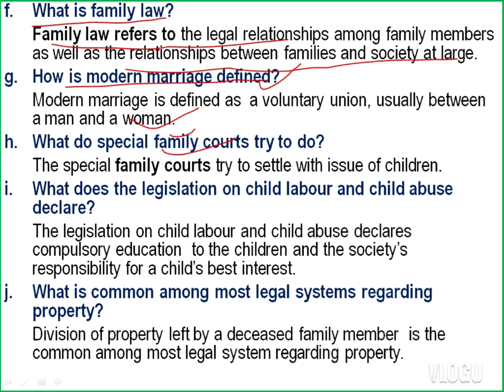What do special family courts try to do? Special family courts ले के गर्न खोजेको छ त? The special family courts try to settle the issues of children. बच्चाहरूको issues लाई settle गर्छ. What does the legalization on child labor and child abuse declare? Legalization ले child abuse र child labor को बारेमा के declare गर्छ? The legalization on child labor and child abuse declares compulsory education to the children and the society's responsibilities for the child's best interest. Question G. What is common among most legal systems regarding property? Property को बारेमा सबैको के छ? Similar के कुराहरुको छ त? Division of property left by a deceased family member is common among most legal systems regarding property.